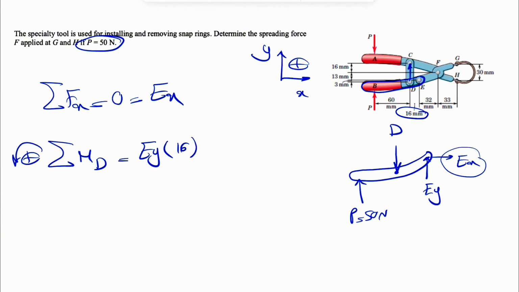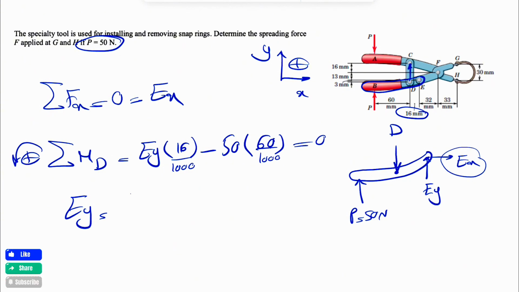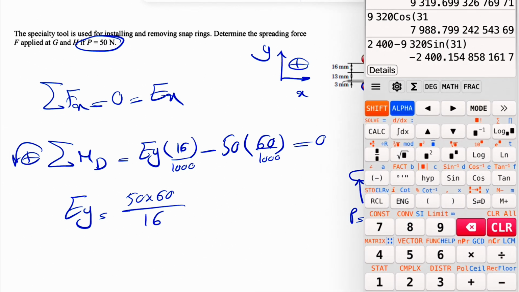So we already have the vertical distance. I'm not going to do the unit conversion for millimeters because it will be cancelled out at the end. We also have the moment of the force P about D, which this time is a clockwise moment, so negative. P is 50, and we have the distance between B and D, which is 60 millimeters. The reason I didn't do unit conversion is that if we divide this by 1,000 to get meters, it won't make any difference in our equation. So we can find Ey, which is going to be 50 times 60 divided by 16.